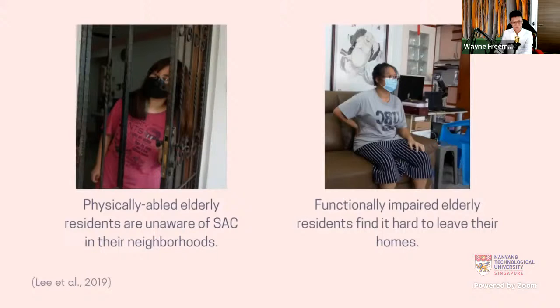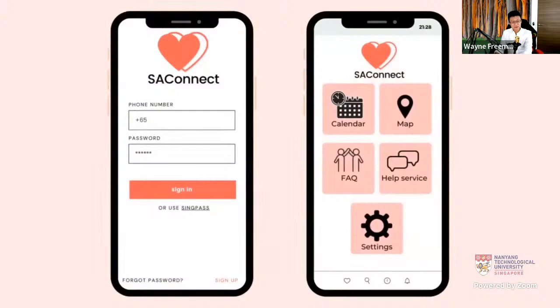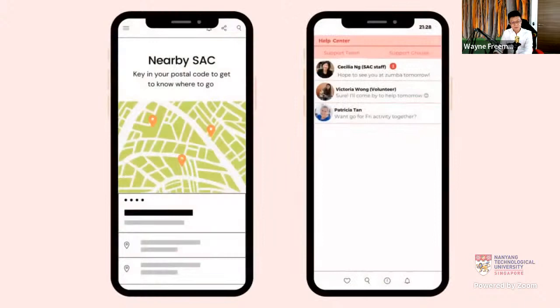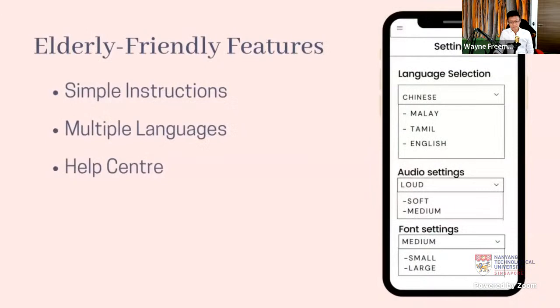We would thus like to propose SA Connect, a program which aims to complement the SAC's work through the use of a digital platform. This program first involves the creation of a mobile application, which could include features that make it easier for users to find out about the SAC's activities, locate the nearest center, and communicate with loved ones interested in participating in the activities. The application could also have a video calling function, enabling homebound residents to join the programs online and interact with others at the center. Other elderly-friendly features include simple instructions, multiple languages, and a help center for those not well adapted to using their smartphones yet.